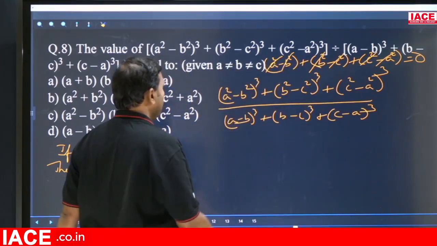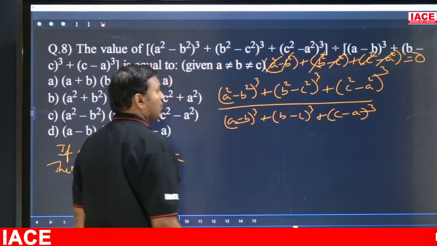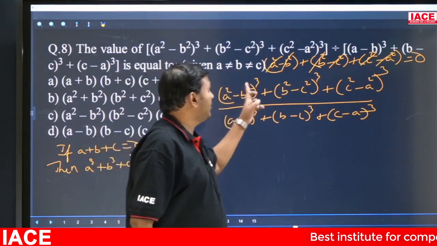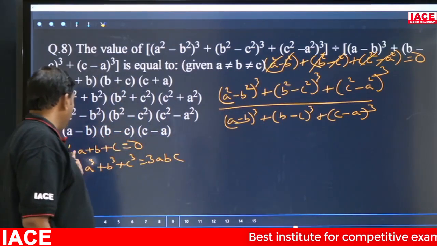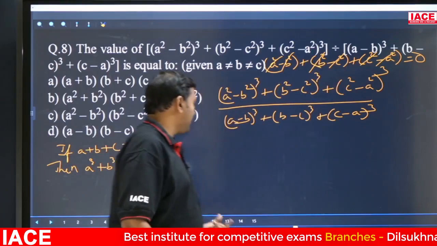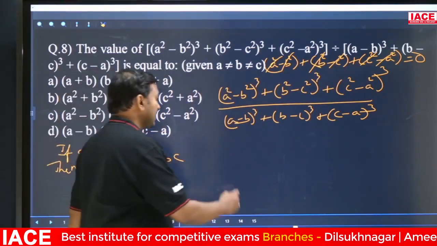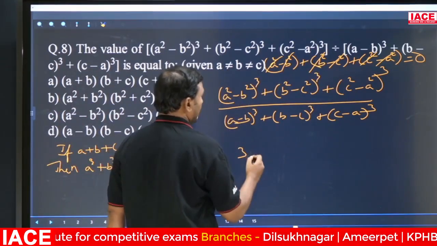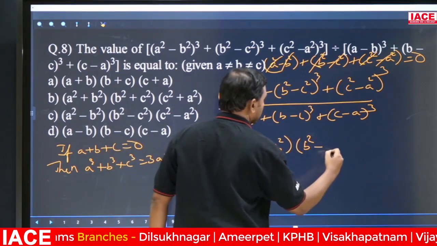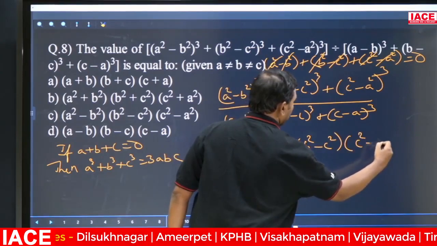Similarly, this also you observe, if you add these three, what will come? A minus B, B minus C, C minus A, we are getting 0 or not? So top value A plus B plus C equals 0. If A plus B plus C equals 0, A cube plus B cube plus C cube compulsorily equals how much? 3ABC, that is 3. What is A? A square minus B square. What is B? B square minus C square. And what is C? C square minus A square.